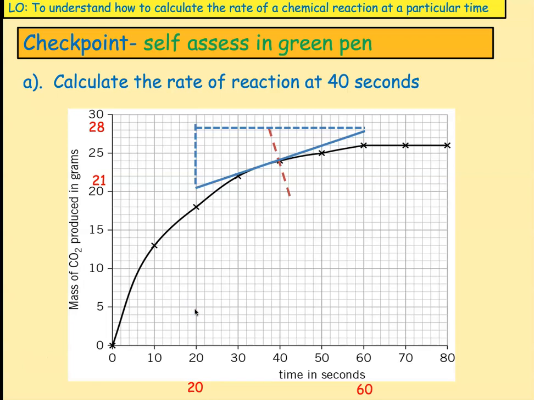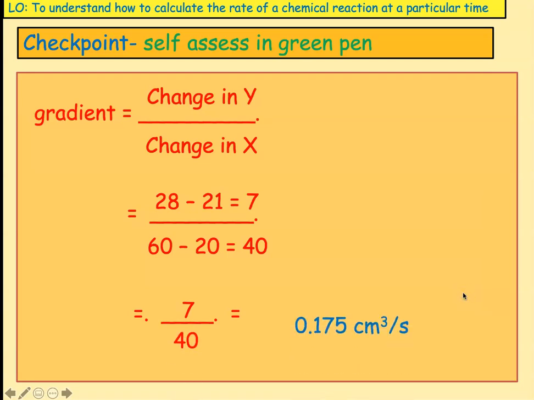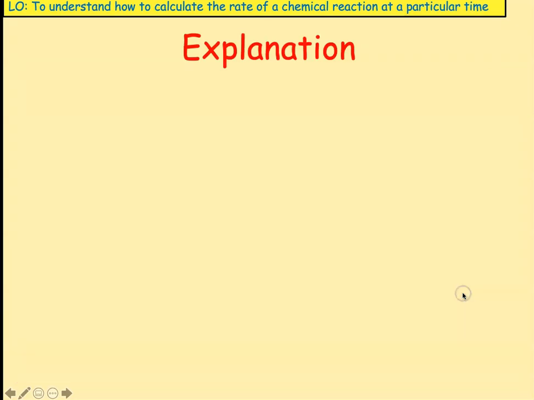I always like to make my triangle so that at least one of the sides is nice and easy to actually calculate. So the change in y is going to be 28 minus 21. The change in x is 60 minus 20. So 28 minus 21 is 7 and 60 minus 20 is 40. So our gradient is 7 over 40 and it's 0.175 centimeters cubed per second. So you can see it's a lot lower, the rate of reaction at 40.